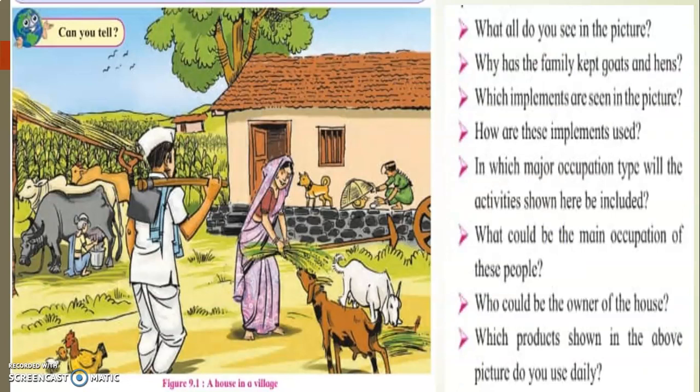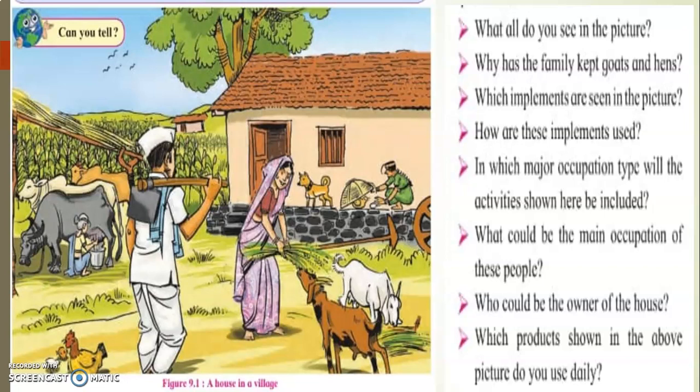Now, along with this picture, there are some questions which are also given to you in your textbook. The questions are, what all do you see in the picture? Why has the family kept goats and hens? Which implements are seen in the picture? Implement means the tools or instruments what you can see. How are these implements used?